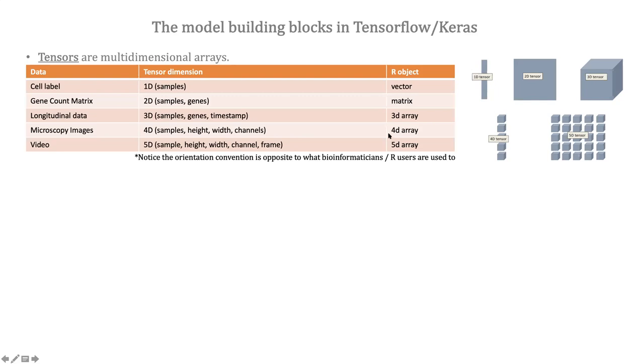And finally, if you have video data, that would be, for example, a 5D array, where again, samples would be the first dimension, then you have the height, the width, and the channel for each picture. And of course, because again, you have a timestamp, you have also the frame. So that would be a 5D array.